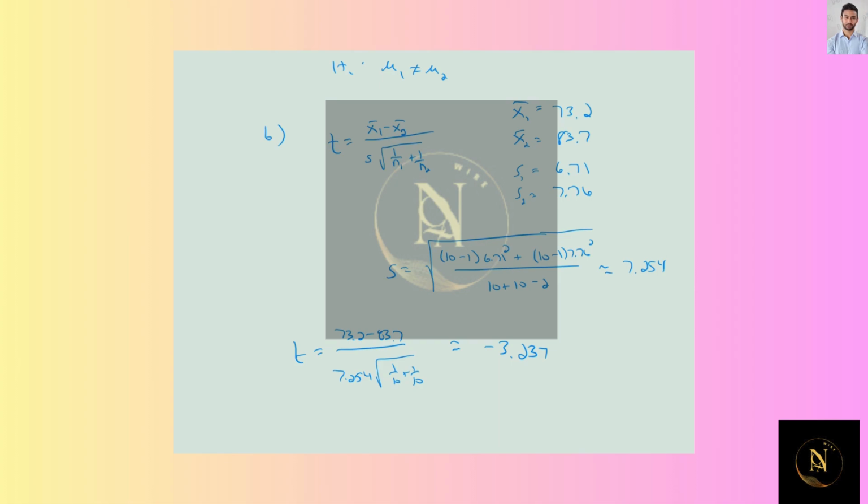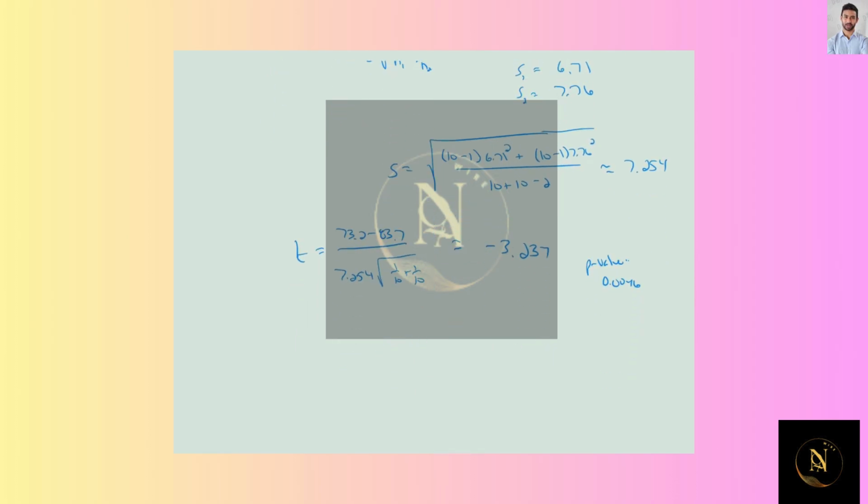And the p-value from that t-score, this is a t-score of negative 3.237 with 18 degrees of freedom, two-tailed, is a p-value of 0.0046, which is less than alpha. So we would reject the null hypothesis.